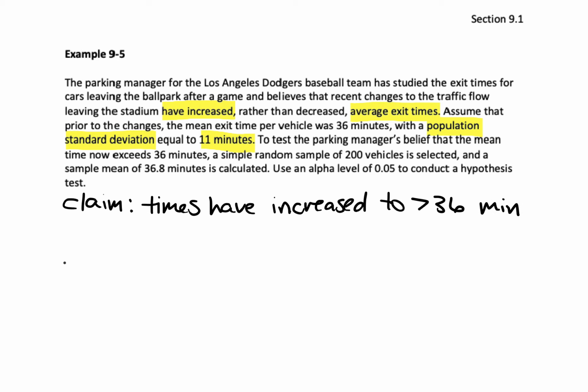So let's write our hypotheses. Just like before, I'm going to start with my alternative hypothesis, and then I'm going to write my null hypothesis. So my alternative hypothesis is going to be that the mean is greater than 36 minutes. So mu greater than 36 minutes. And then my null hypothesis is the opposite of that. So it's that the mean, mu, is less than or equal to 36 minutes.